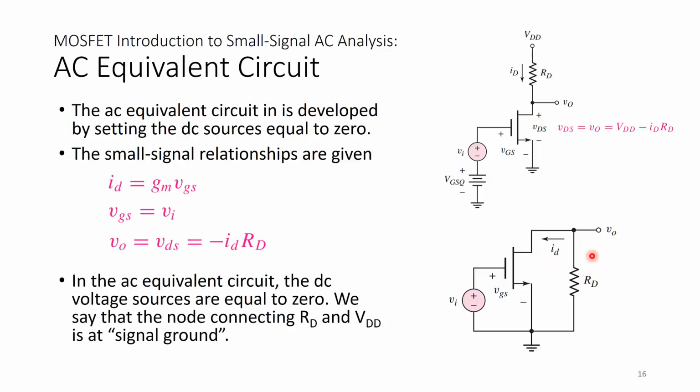So in the AC equivalent circuit, the DC voltage sources are equal to 0. We say that the node connecting RD and VDD is at signal ground. Which means that VDD is not ground, VDD is the power supply, but when we're doing AC analysis, it becomes ground to the signal when we are doing AC analysis for the AC signal.